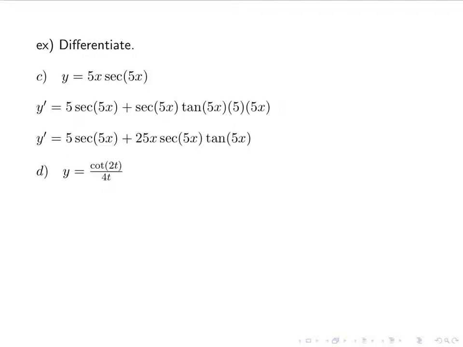So here we've got the quotient rule. We're going to start by differentiating cotangent of 2t. So that's negative cosecant squared of 2t times the 2, the derivative of the inner function. And then I'm going to multiply by my denominator. So there is u prime v minus v prime u, which is much easier. The derivative of 4t is 4, and then times my original numerator. And then I'm going to divide it by my denominator squared.